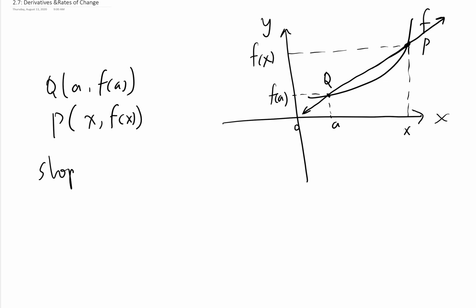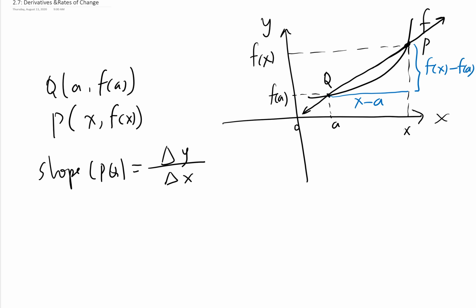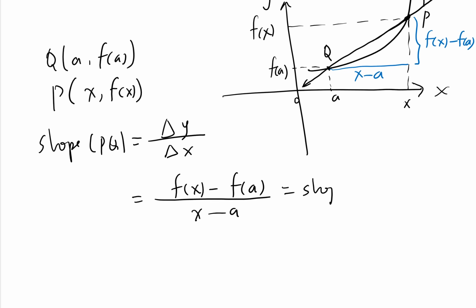So the slope of PQ, we know it's a secant line, is the difference in the y's over the difference in the x's. And how do you find the difference in the x's? From here to here, that's x minus a. From here to here, f of x minus f of a. So that's f of x minus f of a over x minus a. Again, that's the slope of the secant line connecting the points P and Q.